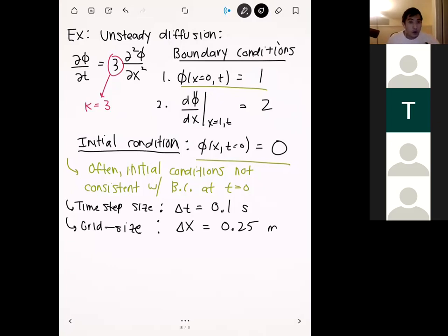And so here we have our first unsteady problem. What we're going to do is apply the explicit Euler to march this forward in time.